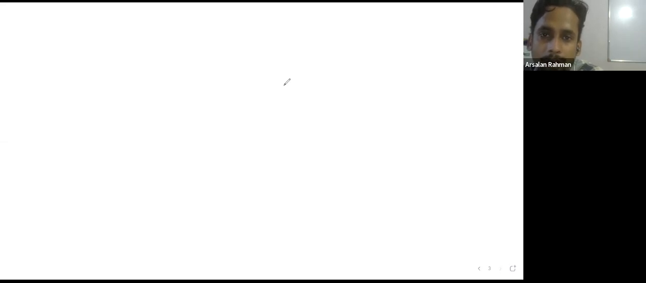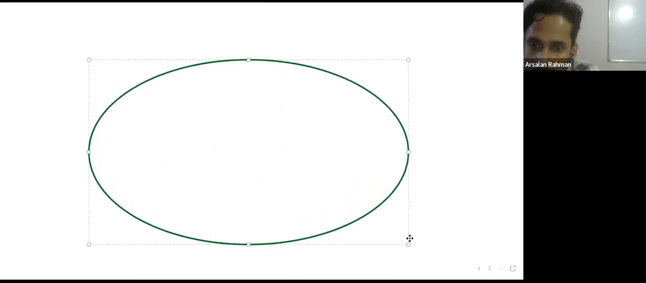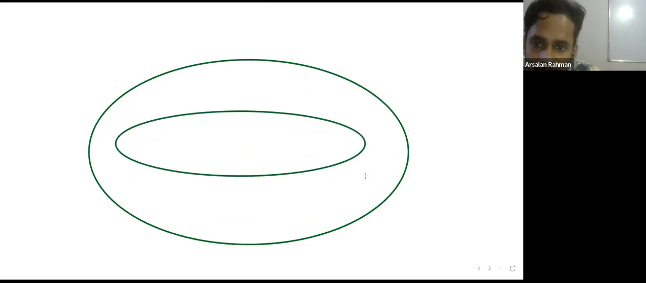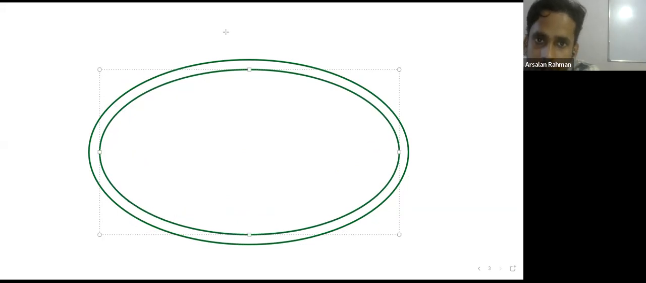Let me draw you the structure of chloroplast. How many of you know the structure of chloroplast? Okay, let me draw. Suppose this is a chloroplast. Chloroplast is a double membrane bound structure. Do you know that? Chloroplast is made up of double membrane. What is this? This is the outer membrane. There are two membranes, outer membrane and inner membrane.